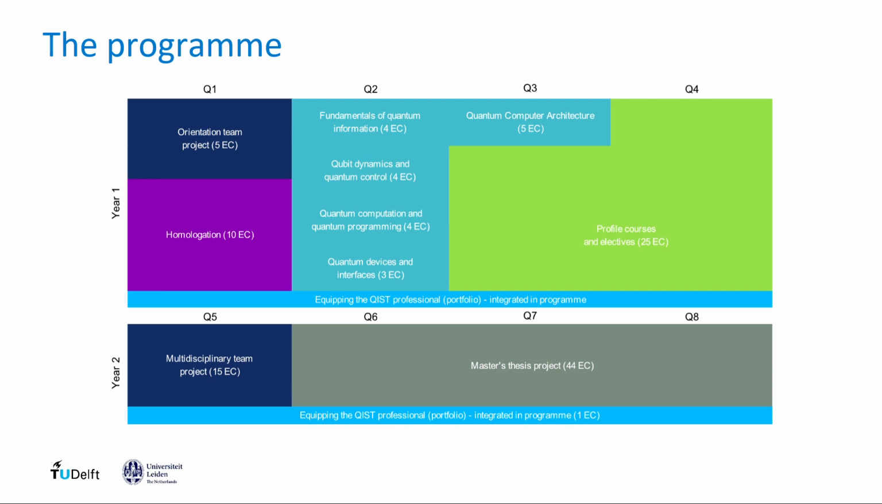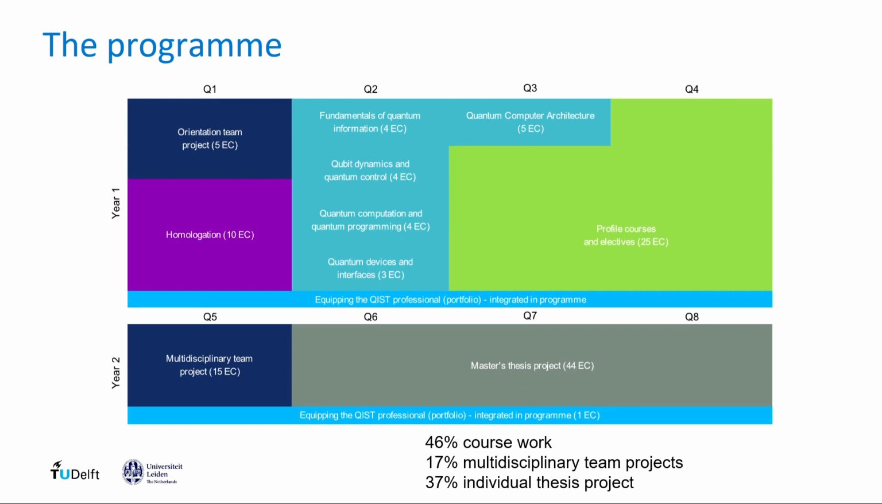Generally speaking, you'll be spending the following percentages on the different elements, and the color coding also relates to these elements. So there's coursework, which is given in purple and in blue-green and in the bright green. All those boxes are coursework. Then there are multidisciplinary team projects for about 17% of your time, and then 37% of your time will be devoted to your thesis project, and that's in the second year. So the majority of the master is coursework.